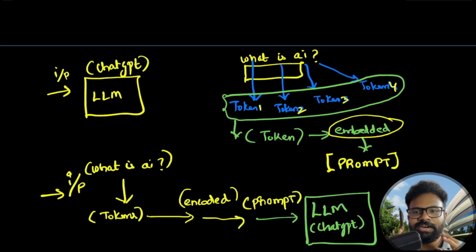Just like DNS resolution: if you type google.com in the browser, the significance is to resolve that domain into an IP address, because computer systems understand only IP addresses. Similarly, the LLM understands only the prompt format. So now, individual tokens are embedded into prompt form and fed into the LLM. So till now we are clear.